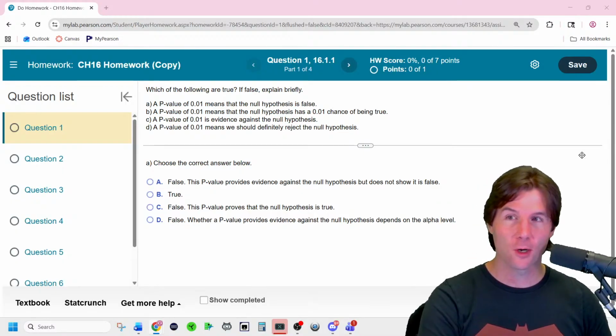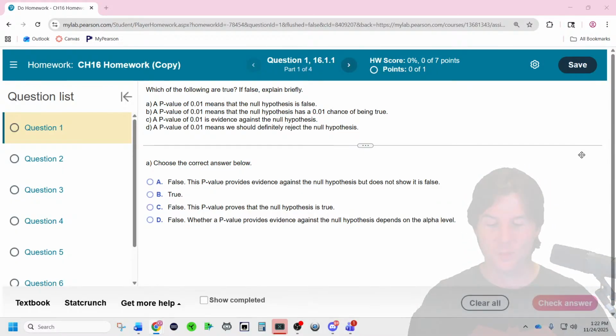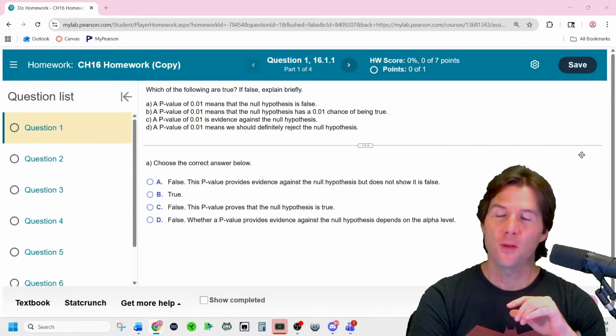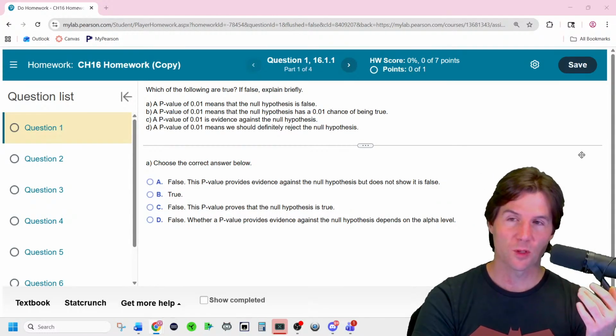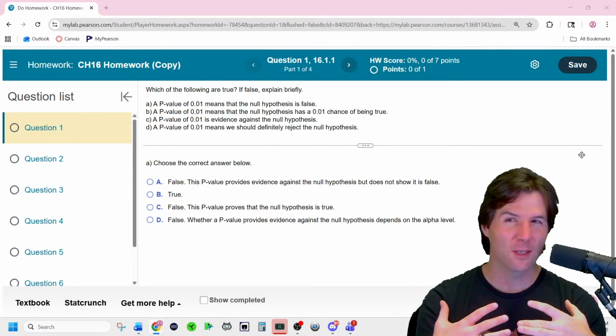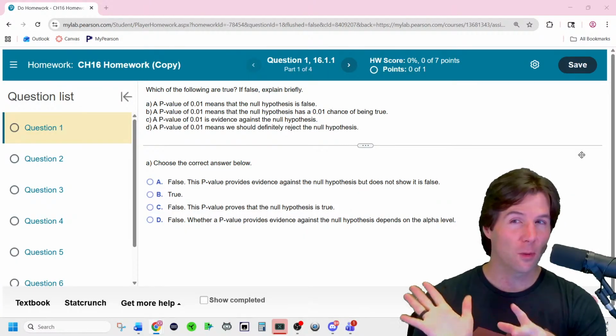Okay, which of the following are true? If false, explain why. A p-value of 0.01. Well, what does this mean? A p-value is the probability of our results from our experiment happening by random chance variation given that the null is true. What that means when you break it down is, imagine someone tells you that they're the best chef in the world.